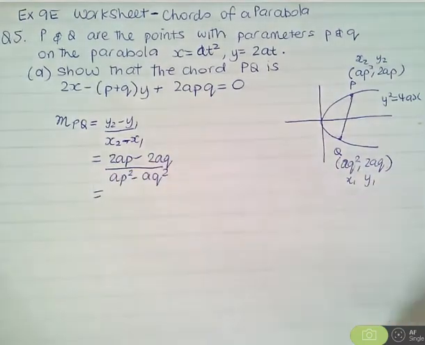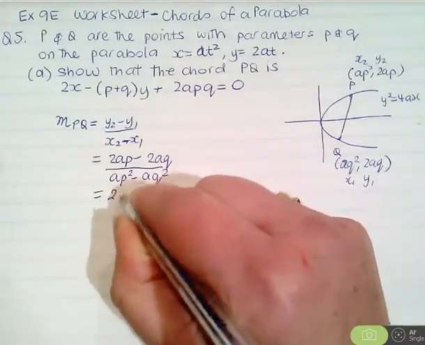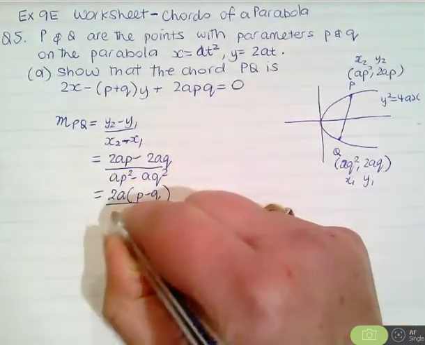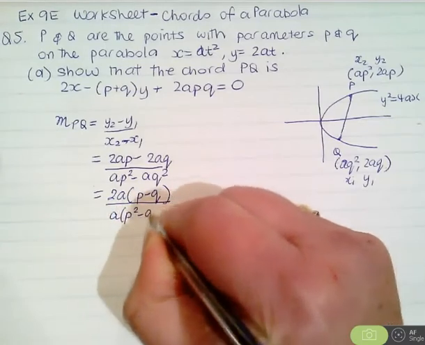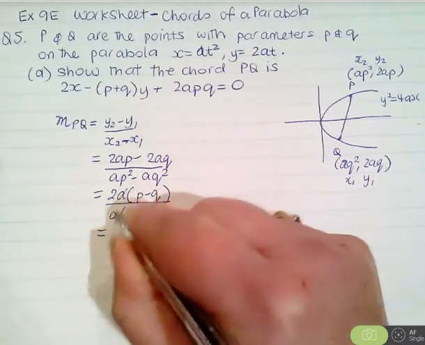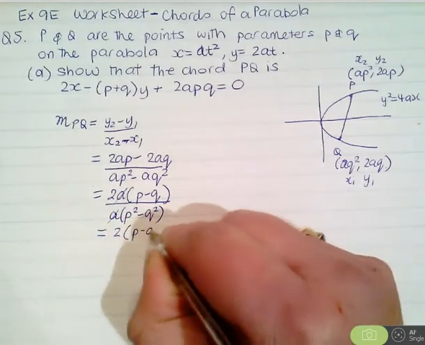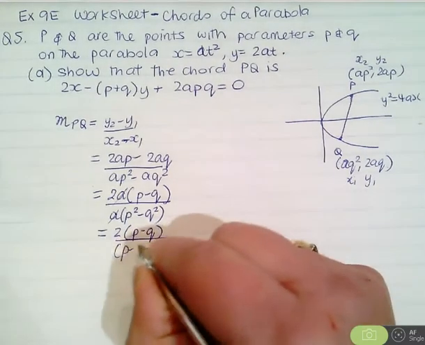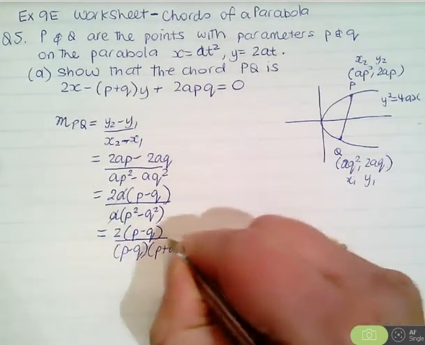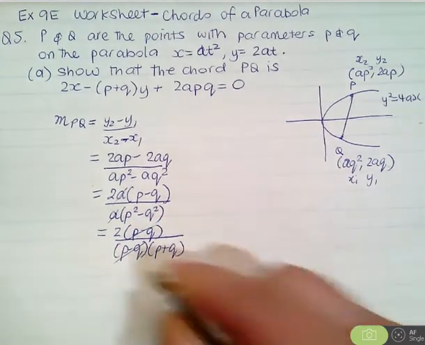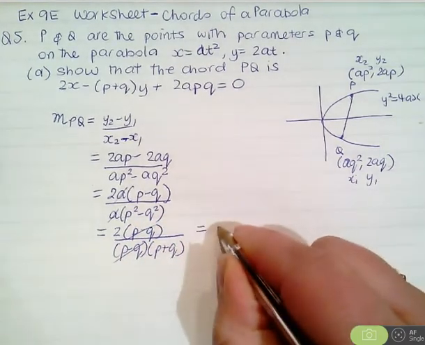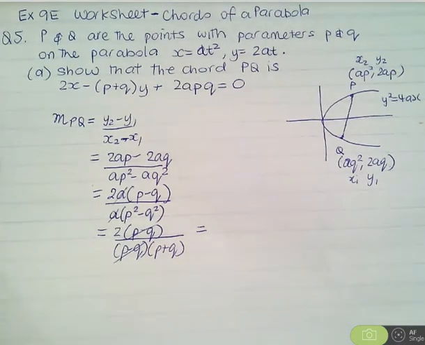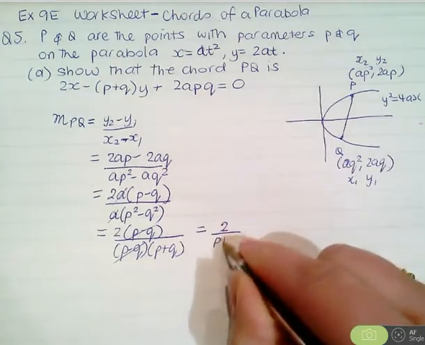Now the next thing you need to do is factorize and cancel anything. 2a is a common factor on the numerator, 2a bracket p minus q. On the denominator we've got a as a common factor, a bracket p squared minus q squared. Now we can see that the a's cancel, so we get 2 bracket p minus q. p squared minus q squared is a difference of two squares, and you get (p minus q)(p plus q), and therefore the (p minus q)'s cancel, and so the gradient of PQ is 2 over p plus q.